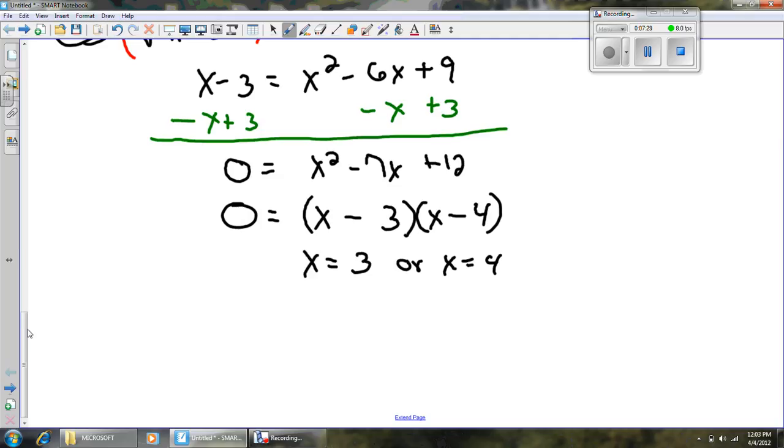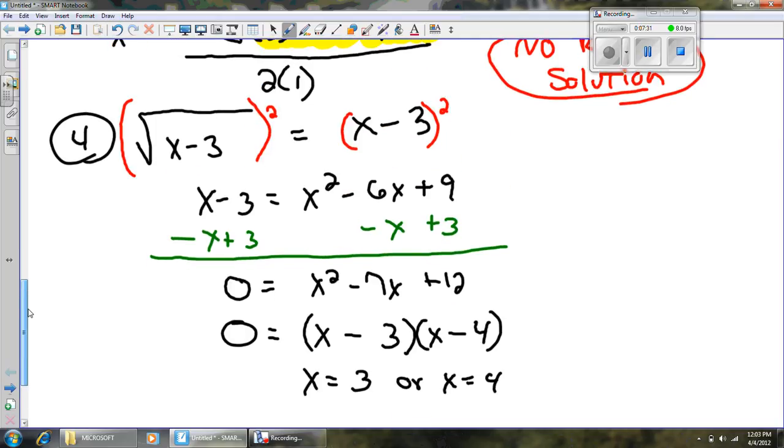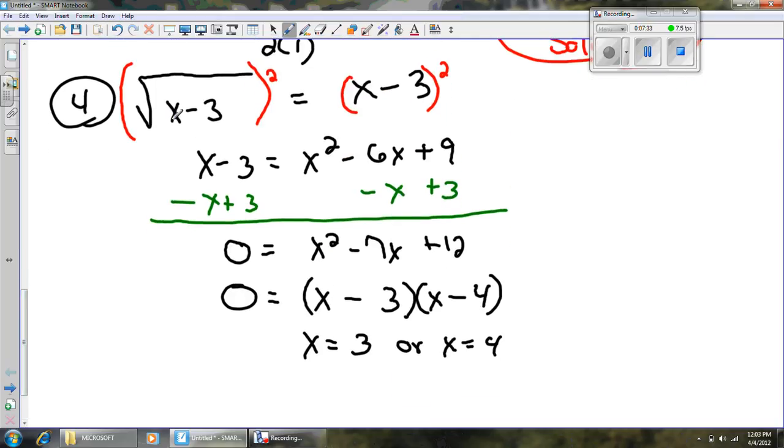Now I'm going to check these answers and make sure they make sense. 3 or 4. If I put 3 in, I get 3 minus 3 is 0. Rad 0 is 0. Right? I'm going to get a 0. On the right-hand side, I'm going to get 3 minus 3, which is 0. So that checks.